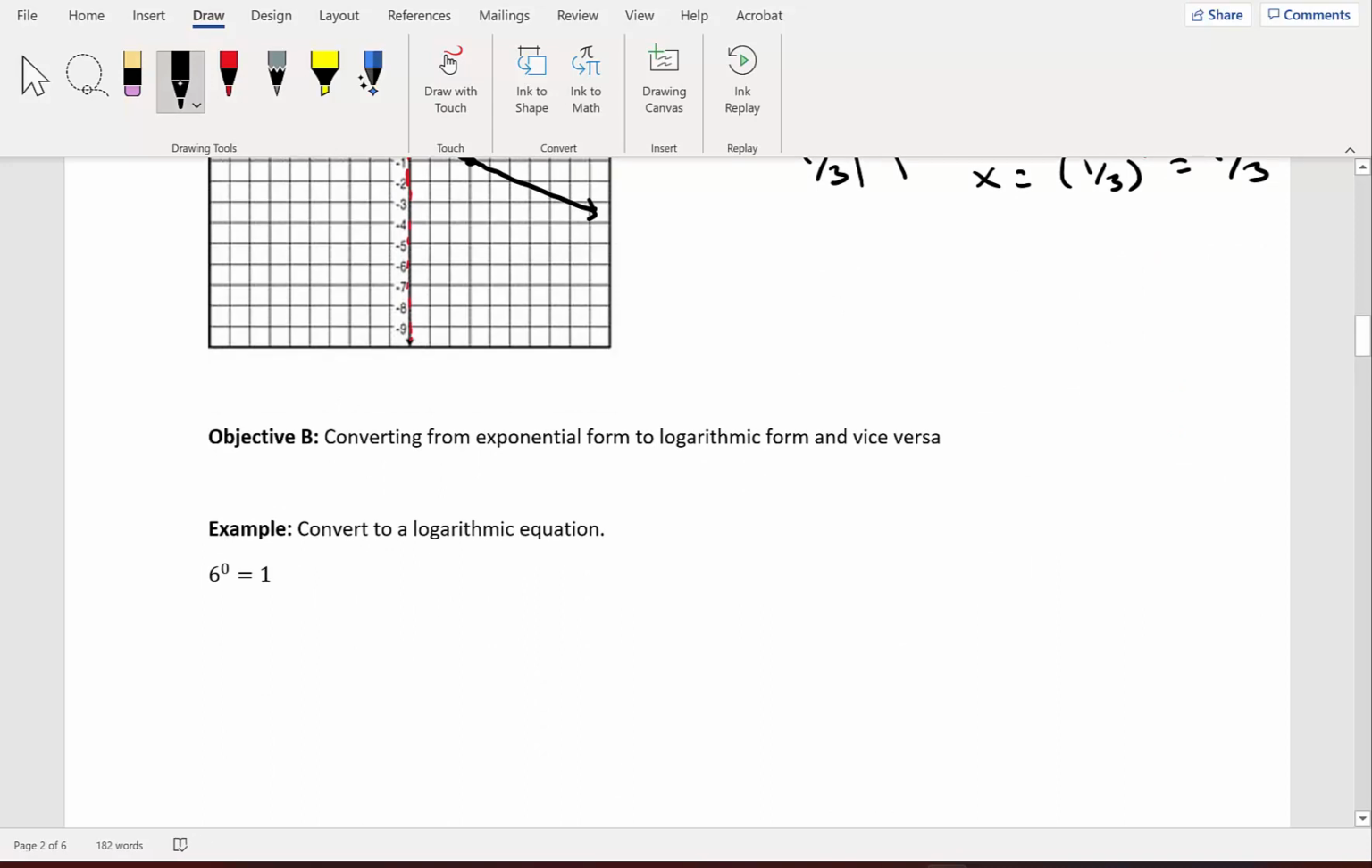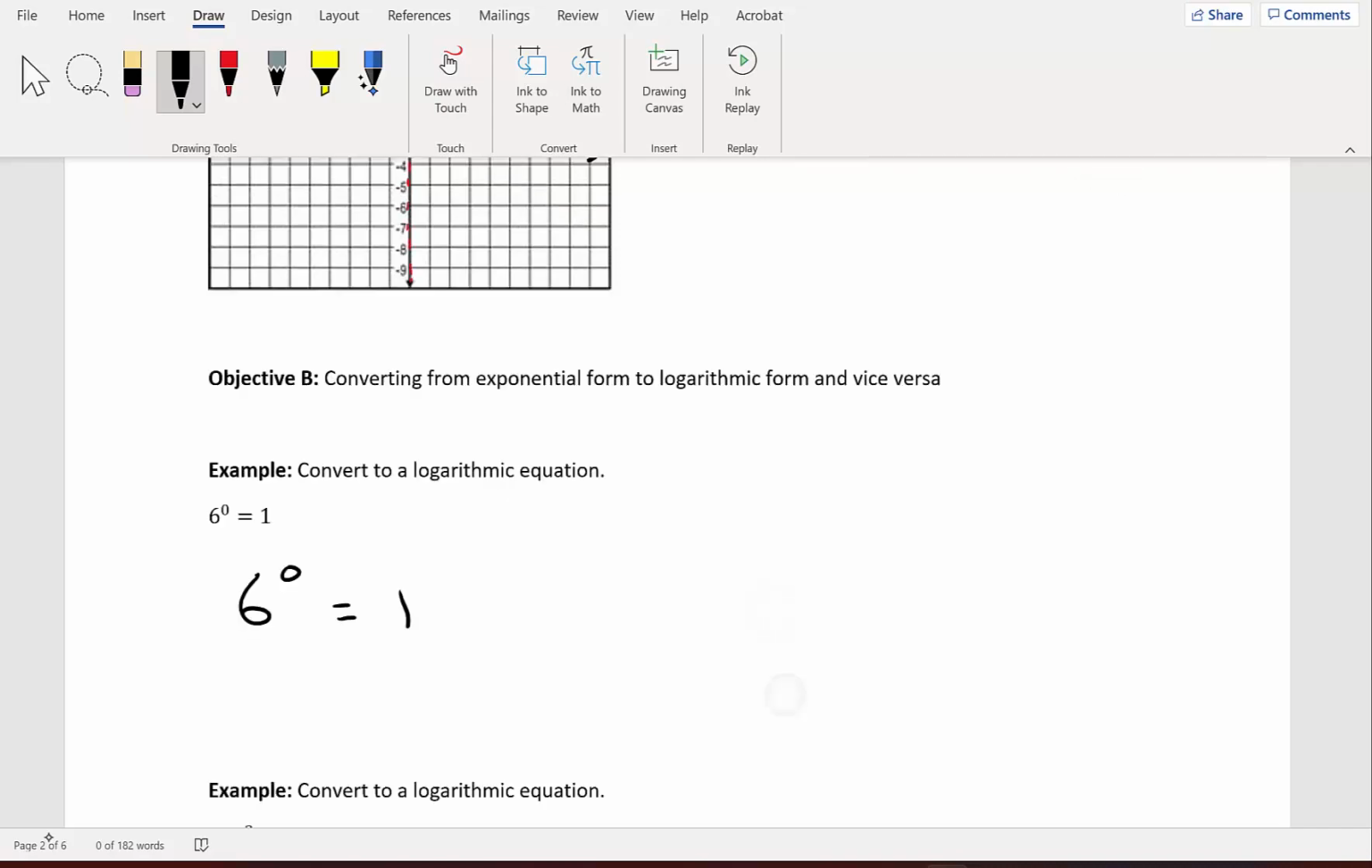Now our next objective is converting from exponential form to logarithmic form, and vice versa. Very similar to what we just did when we changed our function into exponential form and then graphed it that way. That's essentially what we're going to be doing in this next objective. So we have 6 raised to the 0th power is equal to 1. In this case, our example is to convert to a logarithmic equation. We're given an exponential equation, and we want to convert this into a logarithmic equation.